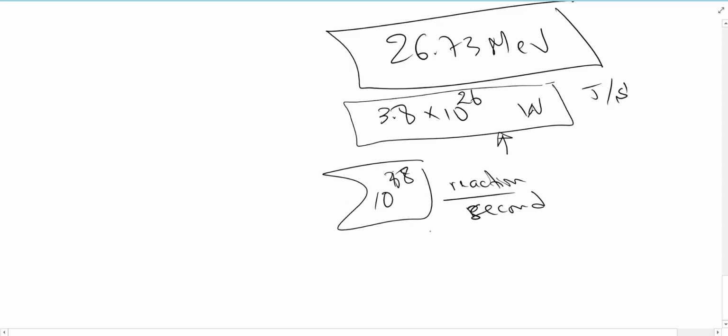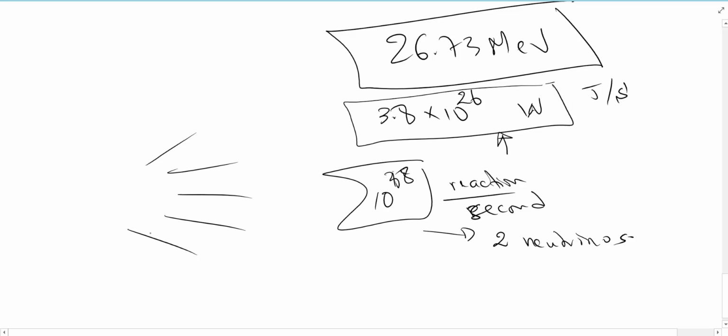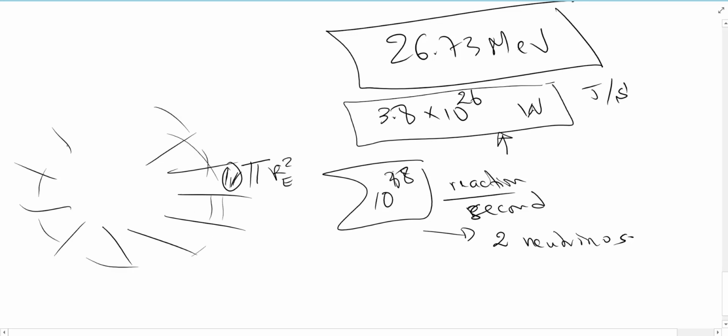Every time there is one of these nuclear reactions, you're going to get 2 neutrinos. So you're going to multiply that number by 2. When the neutrinos leave the Sun, they go in every direction. The Earth faces the Sun with an area of pi r squared, where r is the radius of the Earth, and the neutrinos spread over a sphere with area 4 pi times the distance from the Earth to the Sun squared.